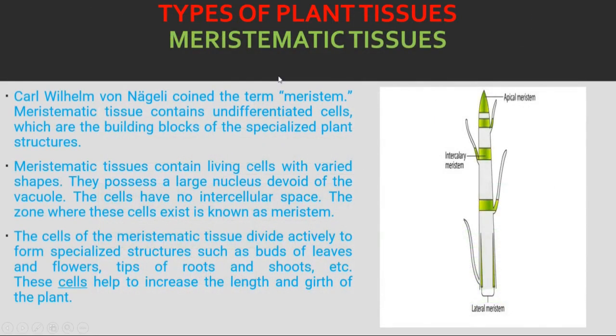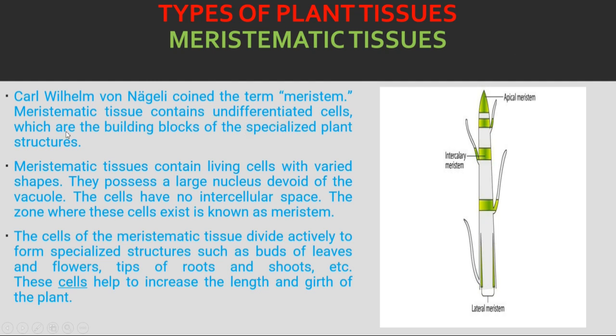So this is meristematic tissue, one of the types of plant tissues. Carl Wilhelm von Nageli coined the term meristem. Meristematic tissue contains undifferentiated cells, which are the building blocks of specialized plant structures. Carl Wilhelm von Nageli was the first one to coin the term meristem.